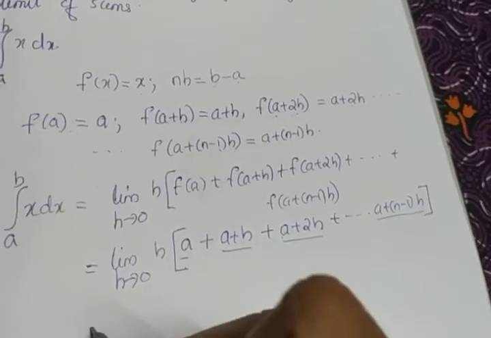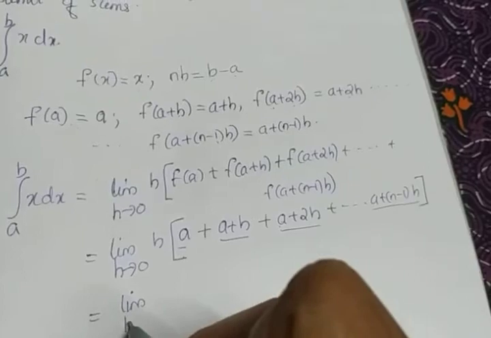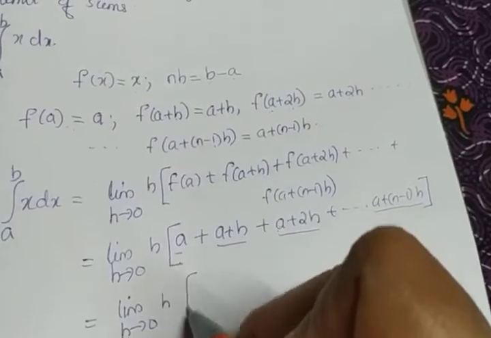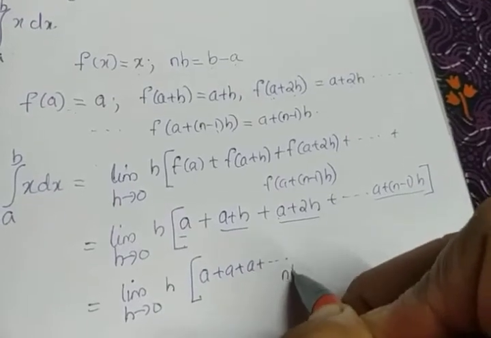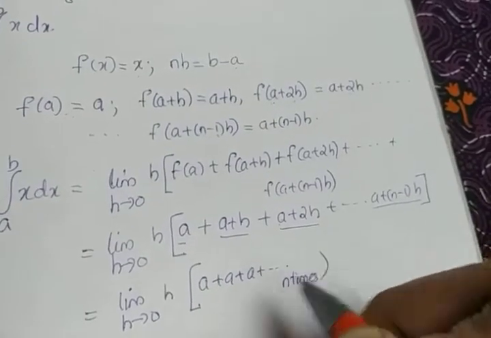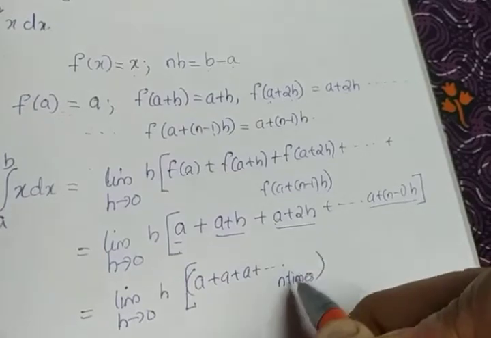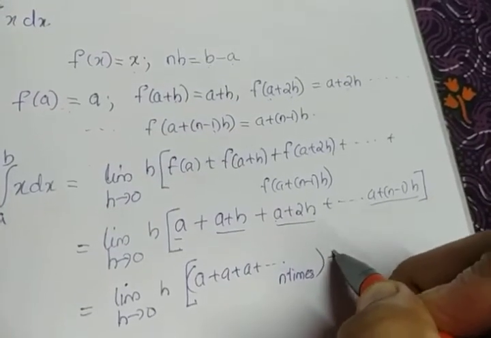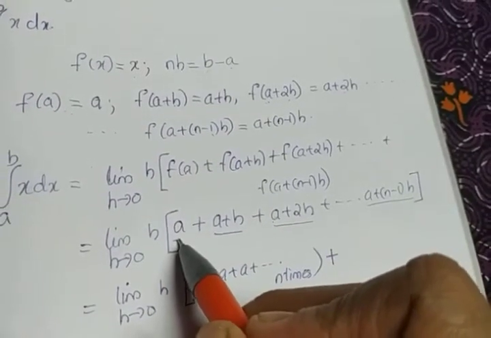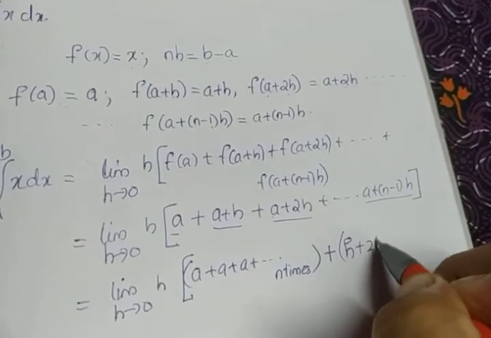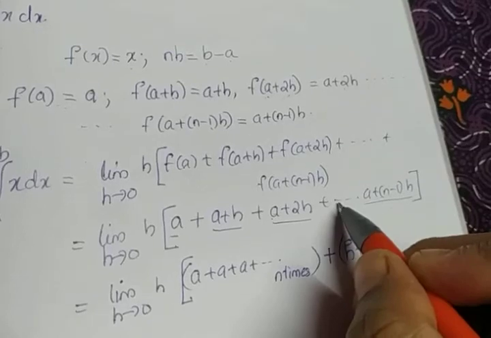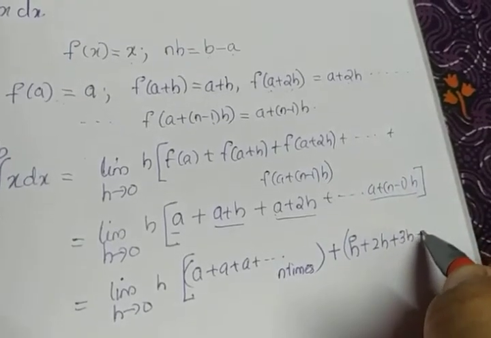That means we can write the a terms as limit h tends to 0, h into a plus a plus a plus etc., n times. There are n terms, so a plus a, n terms or n times, whatever it is. And the balance: in the first term, nothing is there. In this term, there is an h. In the next term, there is 2h. In the next term, though we didn't write, we know that it will be 3h plus etc.